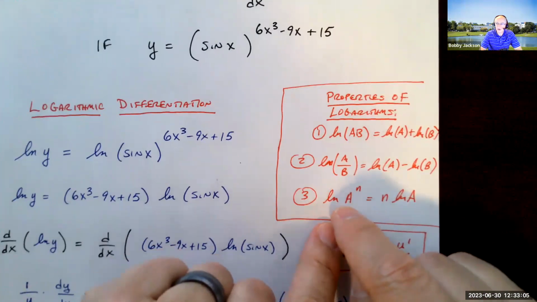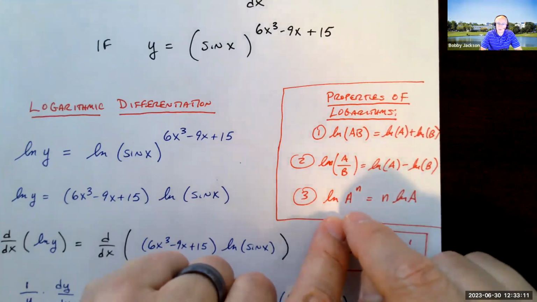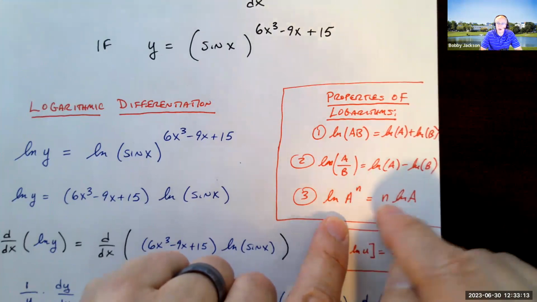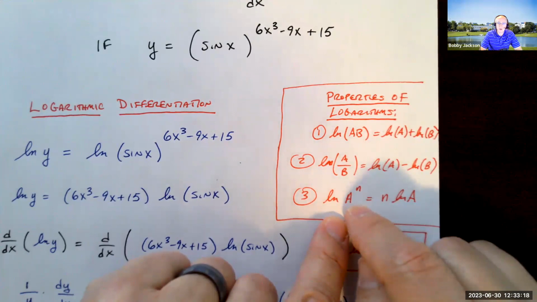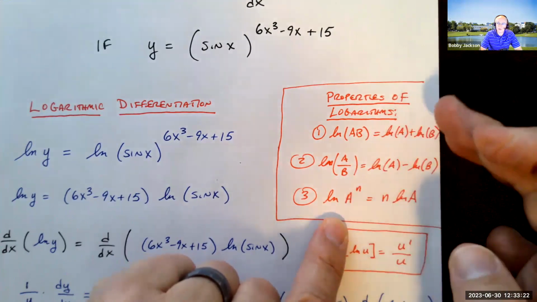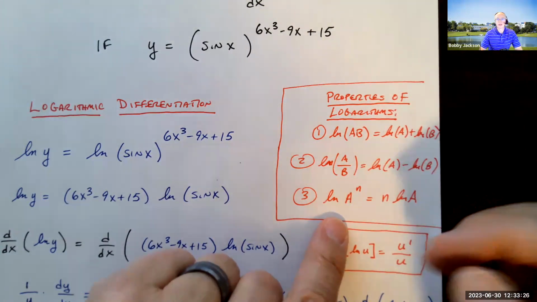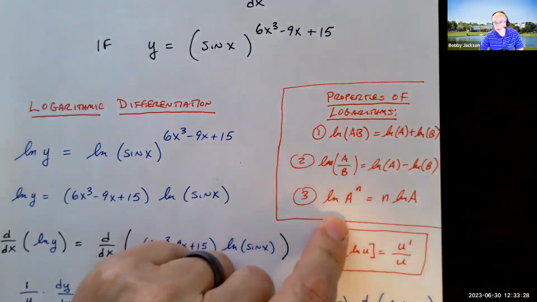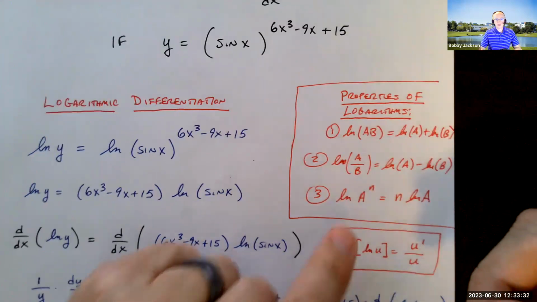And natural log of a to the n is n times the natural log of a, because when we're raising an exponent to an exponent, we multiply the exponents. So number 3 is actually what we're going to use in this one only. We're not going to use the other two. But again, if you're using logarithmic differentiation, these are the properties you're using to simplify the expression, basically the function, so that we can then take the derivative. So let's see how that works.